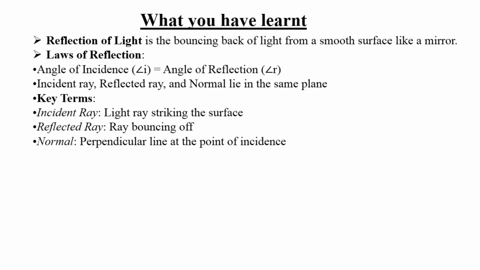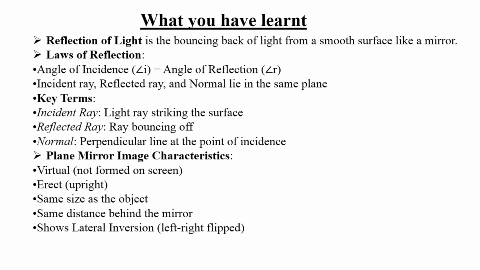So what you have learned: light is a form of energy that travels in a straight line, that is called rectilinear propagation. Light comes from luminous objects, and non-luminous objects are seen because they reflect light. When light hits an object, it can be absorbed, emitted, transmitted, reflected or refracted depending on the material. Shadows form because light travels straight and can be blocked by opaque objects. Shadows have two parts, umbra and penumbra.